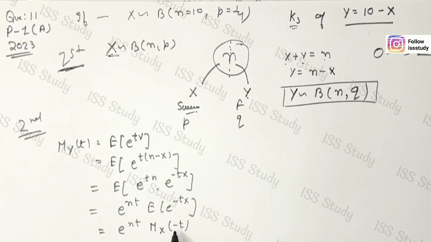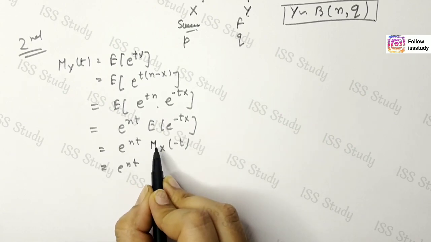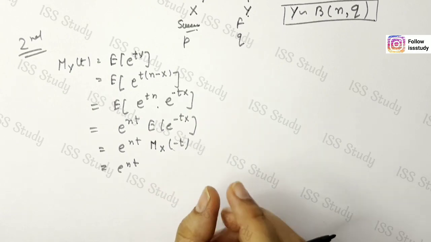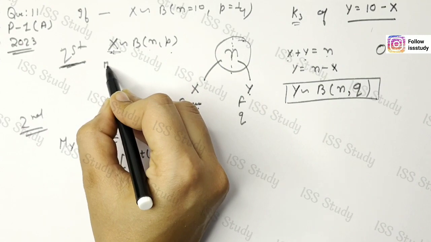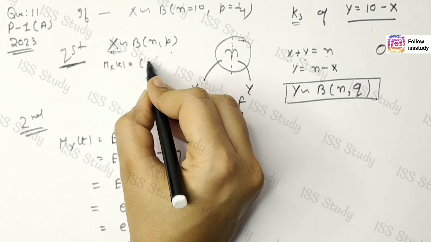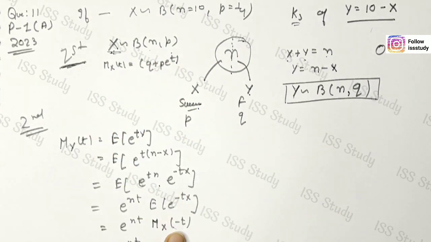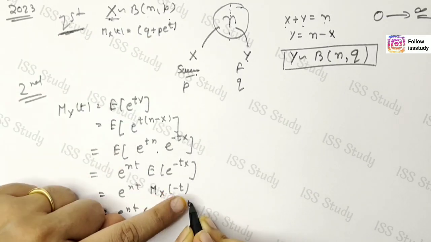Okay, now what you all have to do, we have e to the power nt. Now, because it has been written as the MGF of x, at the place of t we have to use minus t. So remember, what is the MGF of binomial distribution? Because x is following binomial distribution, the MGF of binomial distribution is q plus p e to the power t. But accordingly, at the place of t we have to use minus t. So I am writing q plus p e to the power minus t, because we are having minus t here.